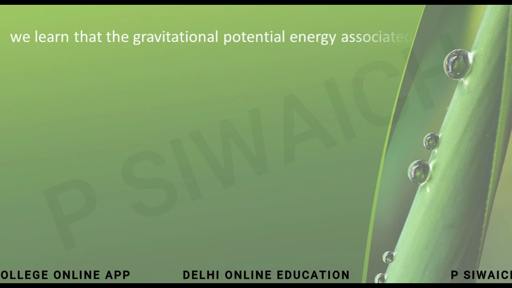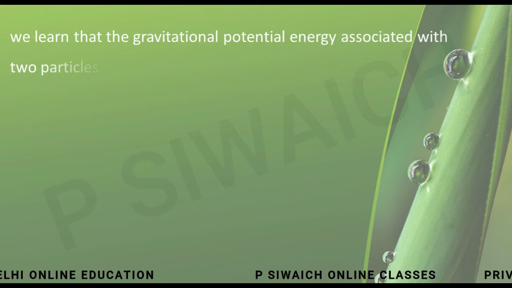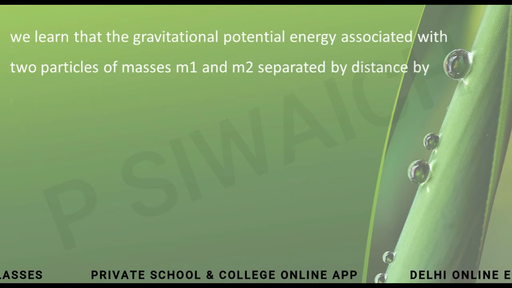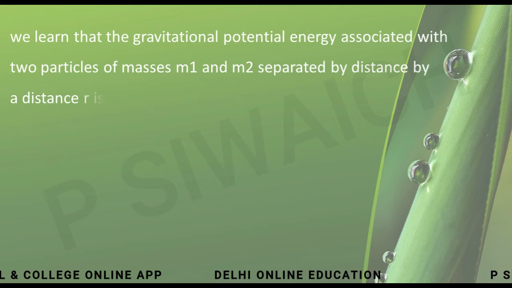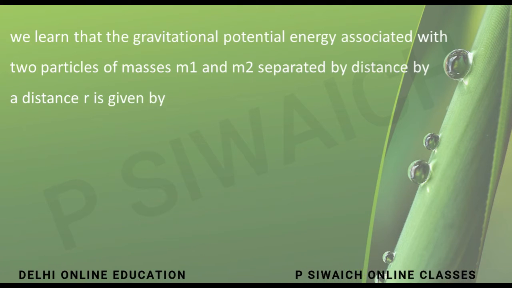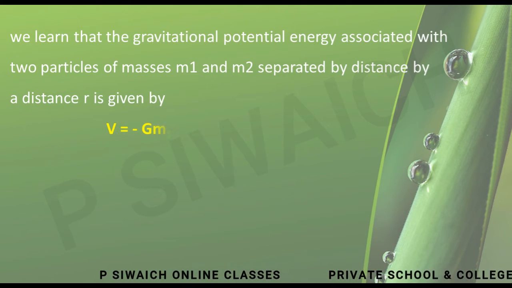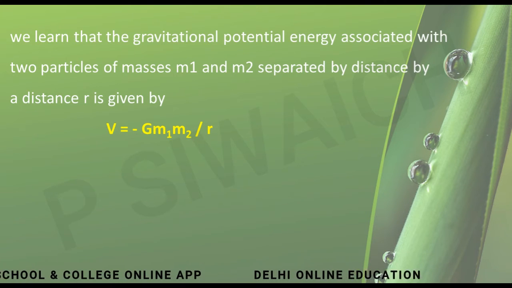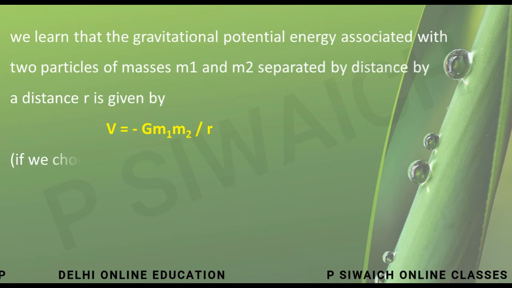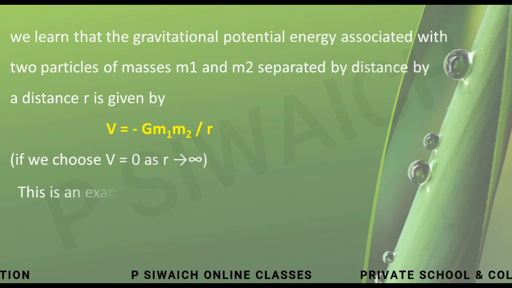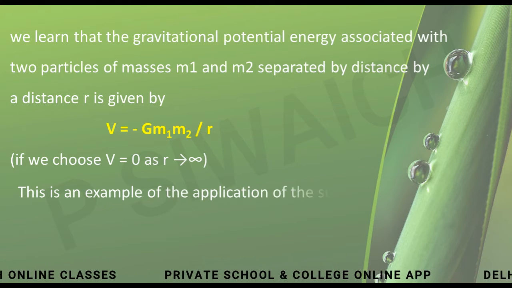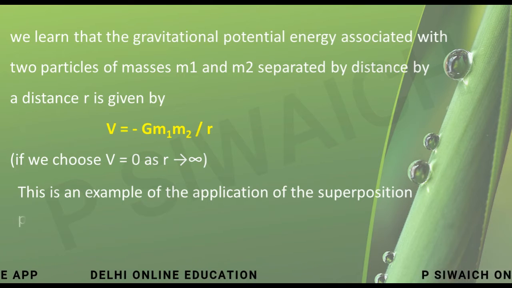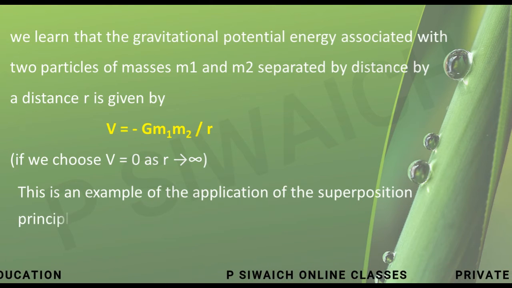We learn that the gravitational potential energy associated with two particles of masses m1 and m2 separated by a distance r is given by V equals minus G m1 m2 over r, if we choose V equals 0 as r goes to infinity. This is an example of the application of the superposition principle.